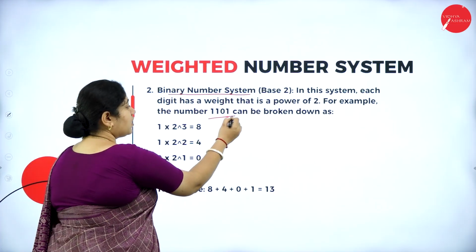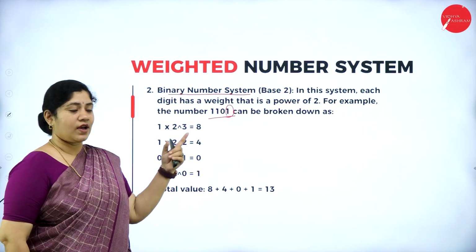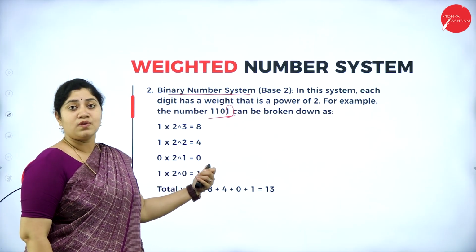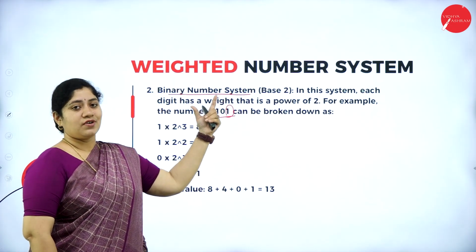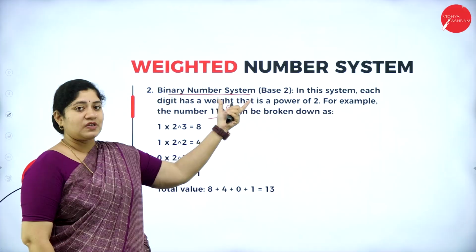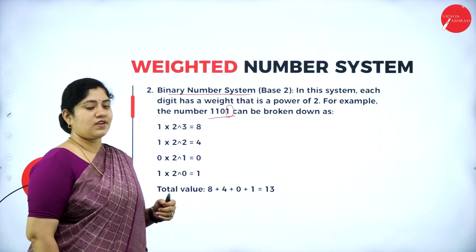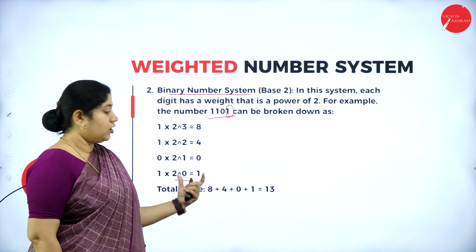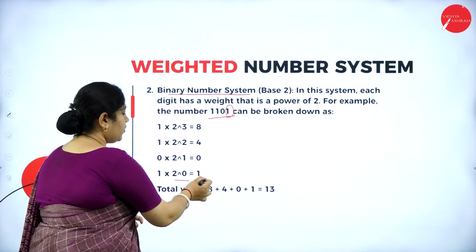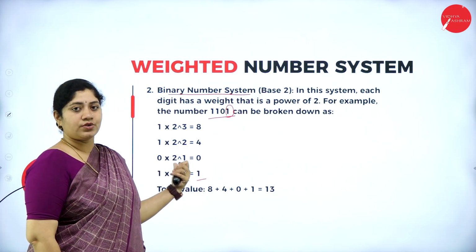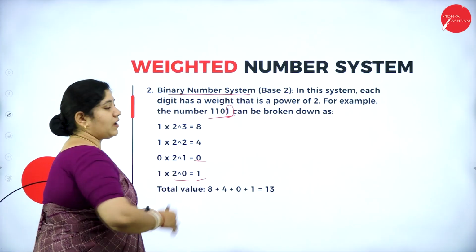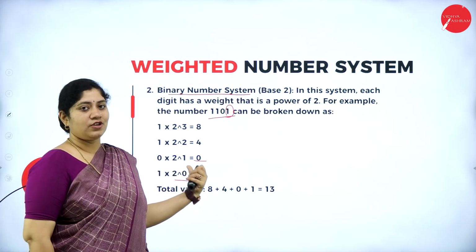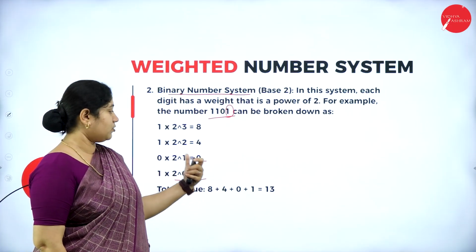So again, let's start with the LSB bit. That's 1. 1 into 2 power 0. Why 2? Because we are working with the binary number system and the base of the binary number system is 2. So I have to write 2 power 0, which gives me an answer of 1. Up next, it's 0 into 2 power 1. The value is 0 into anything, it will be 0 itself.